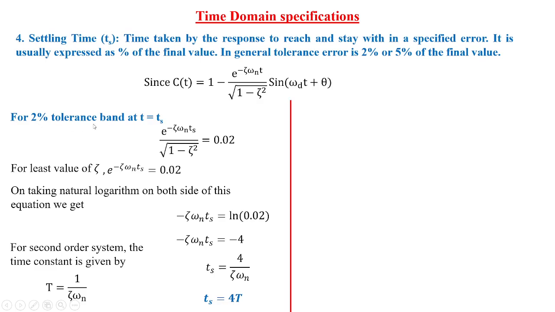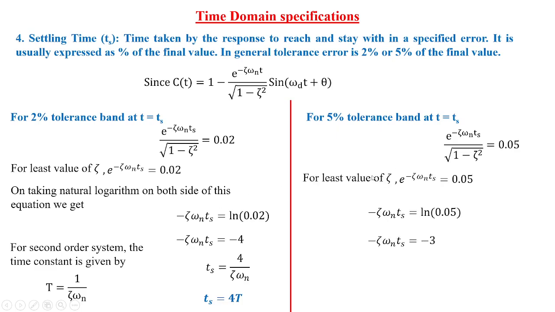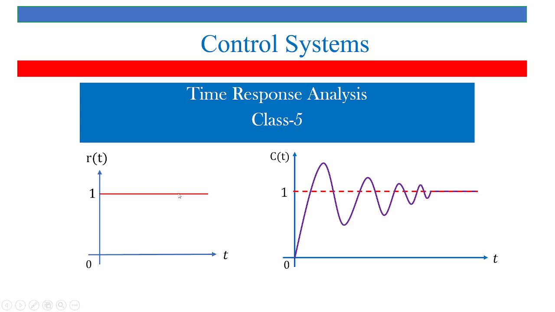What if I change it from 2% tolerance band to 5% tolerance band? Again, you apply the same natural logarithm values, and when you calculate, you're going to get the value of settling time equal to 5T. So this is how the time domain specifications are derived for a second order system, especially when your input is unit step input. So that's all for today's class.